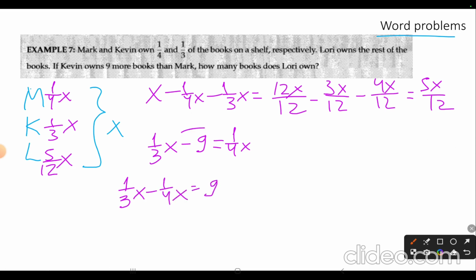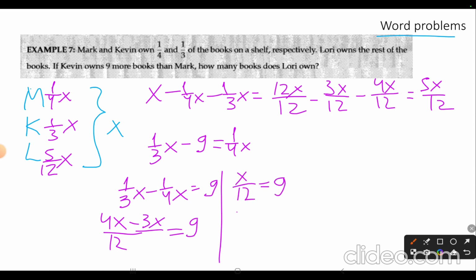We change the sign. 12, again common denominator. We have 4x minus 3x over 12 is 9. And then we have x over 12 is 9. And x equals 108. Total we have 108 books.